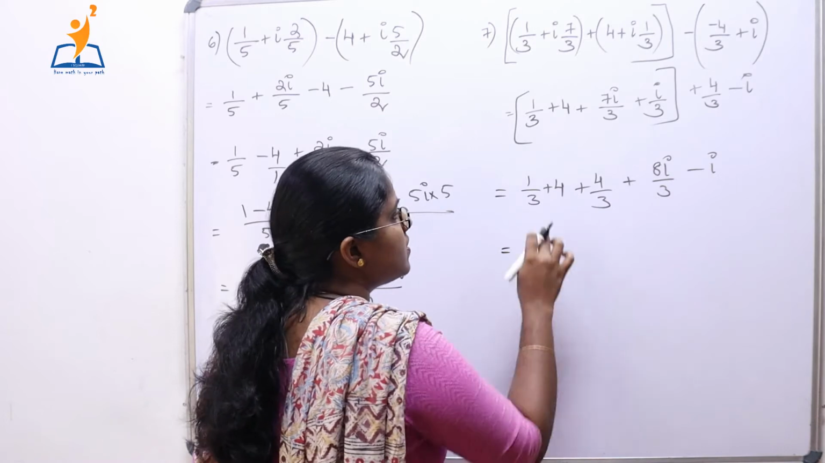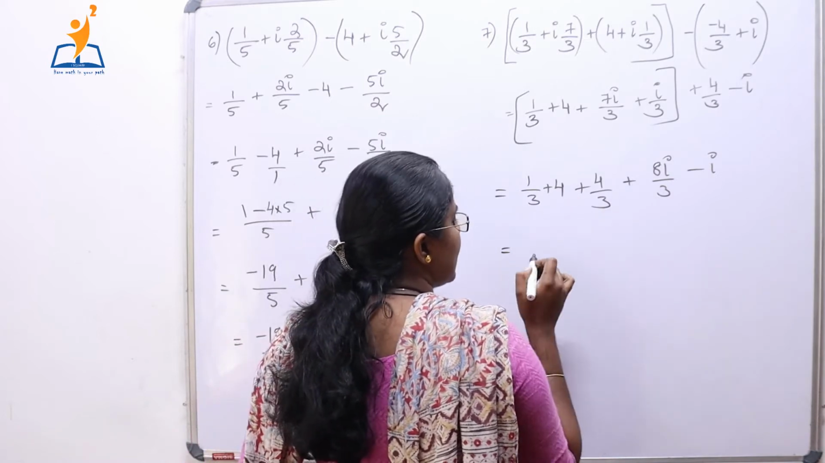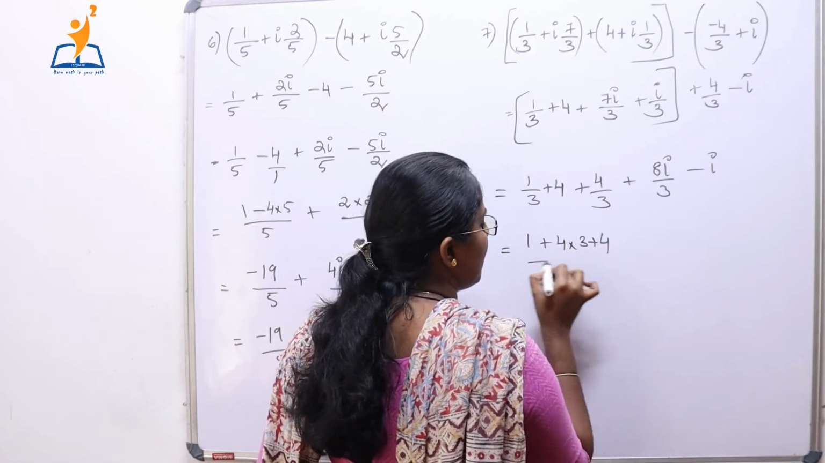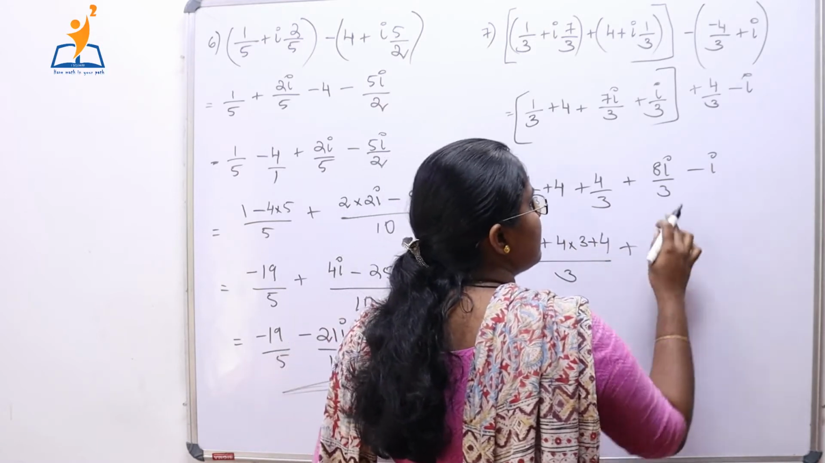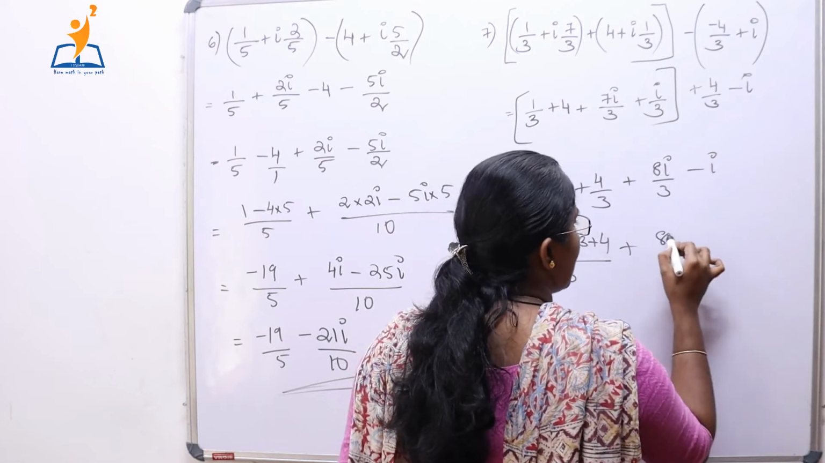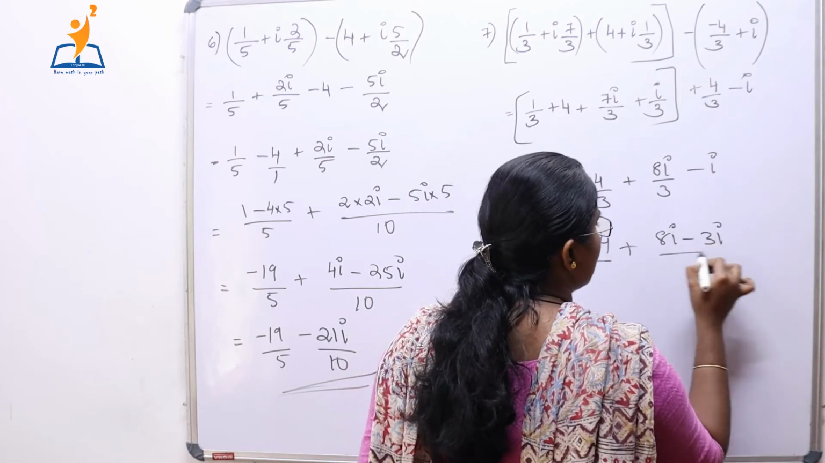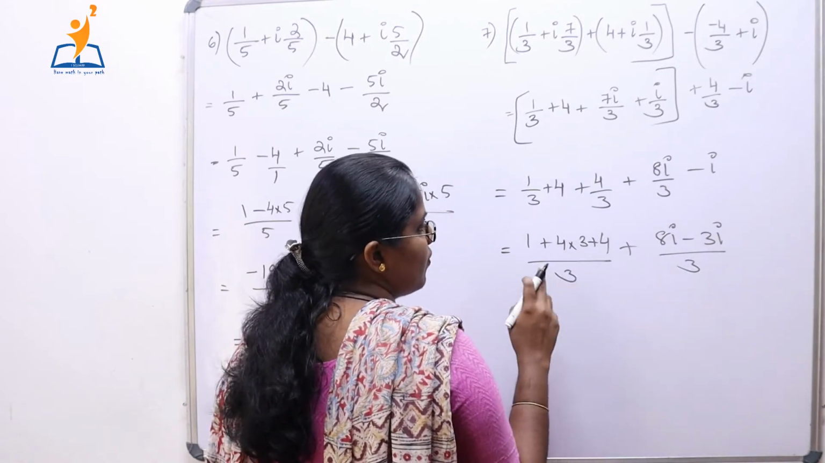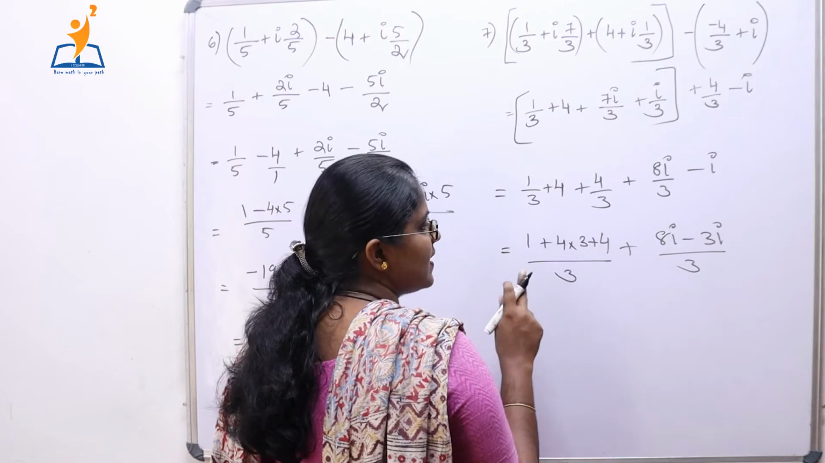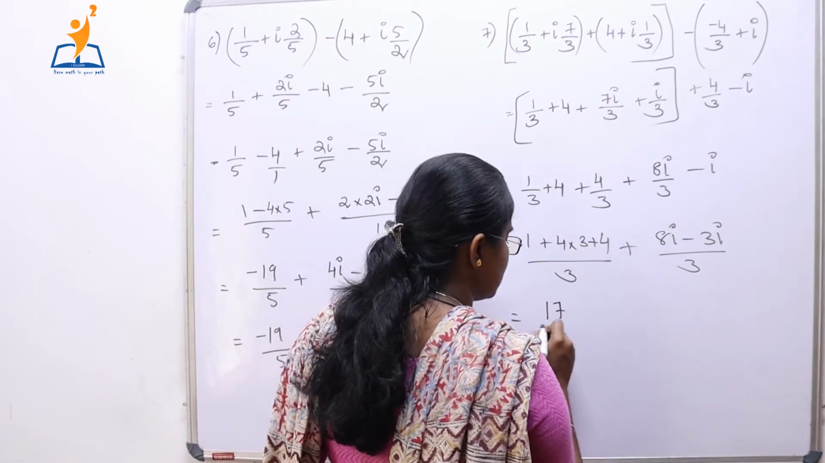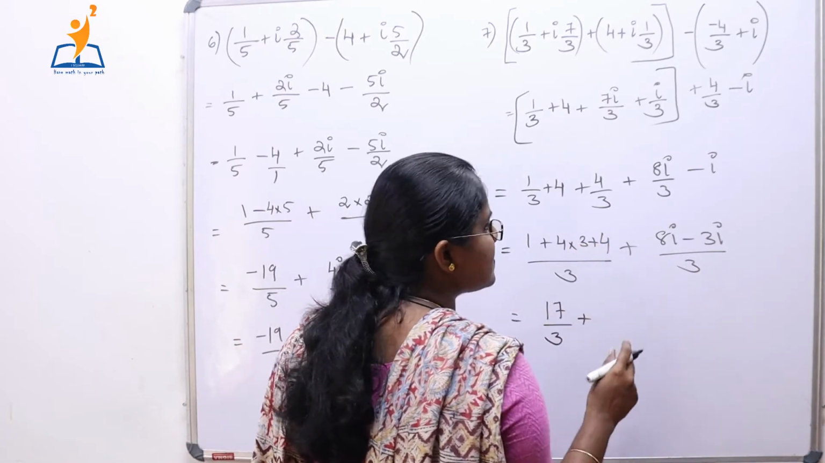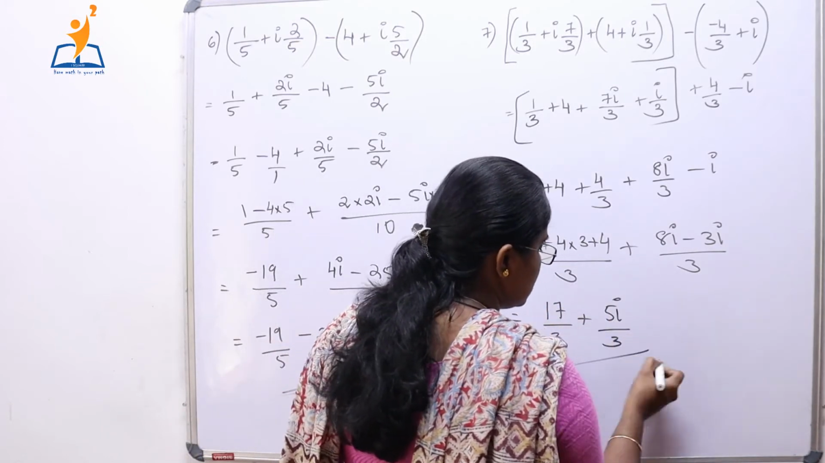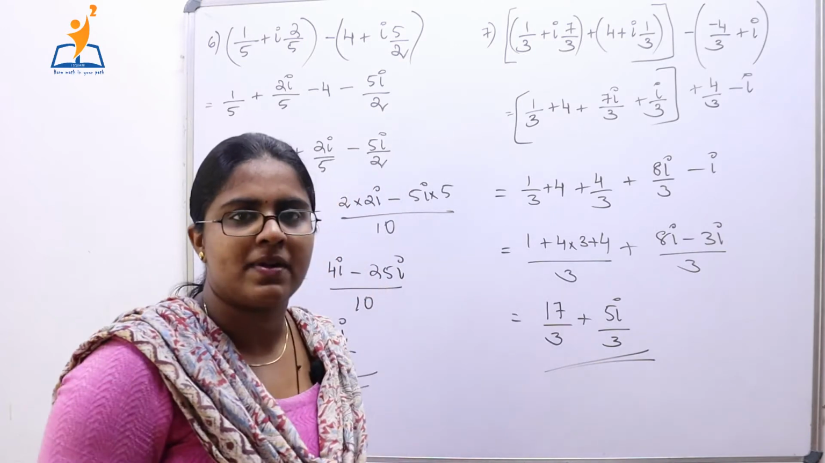Now we want to make the denominator 3 for all the real terms. That is (1 plus 4 into 3 plus 4) whole divided by 3, plus we want to make the denominator 3 here. So (8i minus 3i) whole divided by 3. So that is 1 plus 4 into 3. 4 into 3 is 12. 12 plus 1 is 13. 13 plus 4 is 17. So 17 by 3 plus 8i minus 3i is 5i. So 5i by 3. So this is again of the form a plus ib.